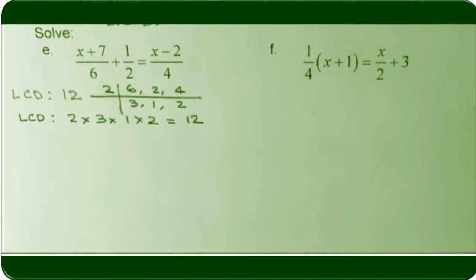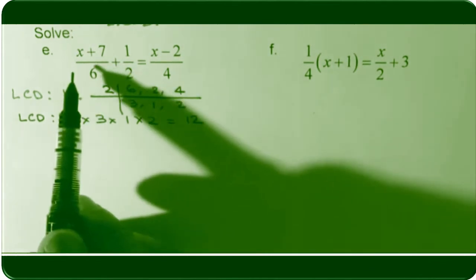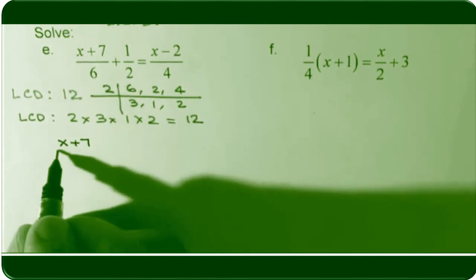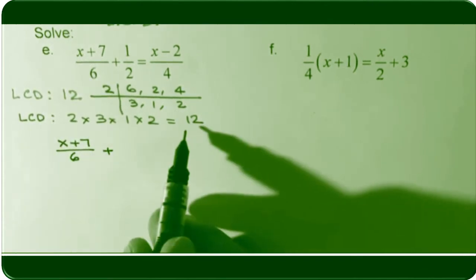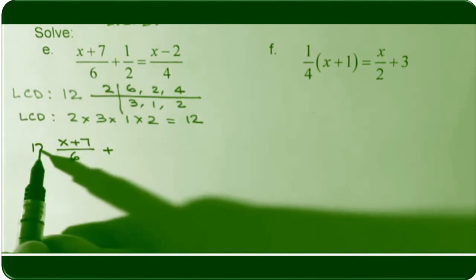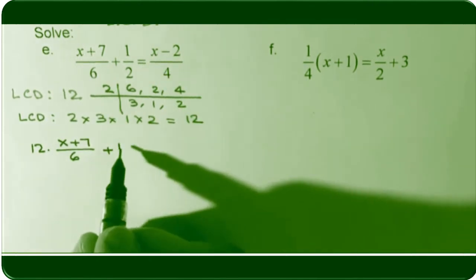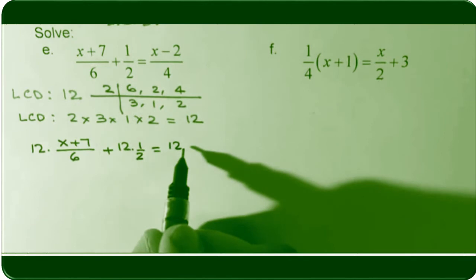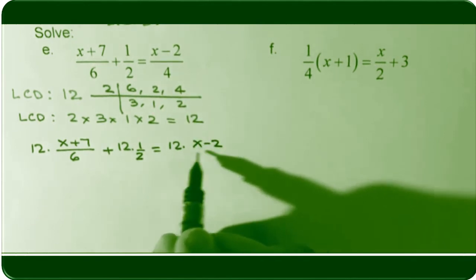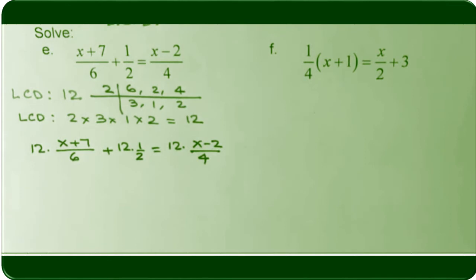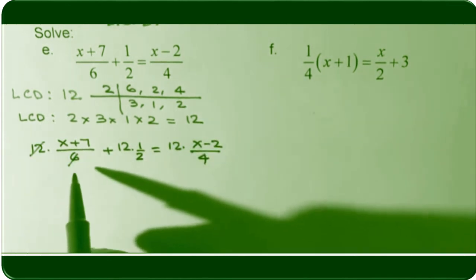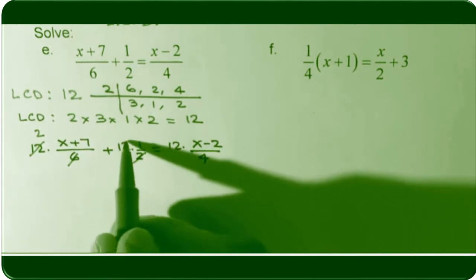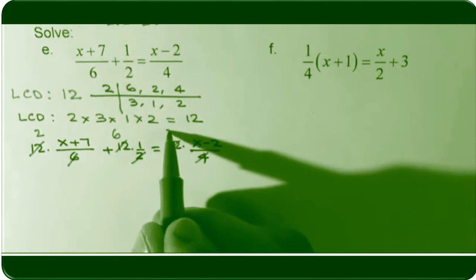Perfect. Once we find that, we have to multiply all the terms by this number. So we have (x plus 7) over 6 plus 1 over 2 equals (x minus 2) over 4, and we are going to multiply each term by 12. All the denominators can now be cancelled with the 12. So 6 goes 2 times, 2 goes 6 times, 4 goes 3 times.